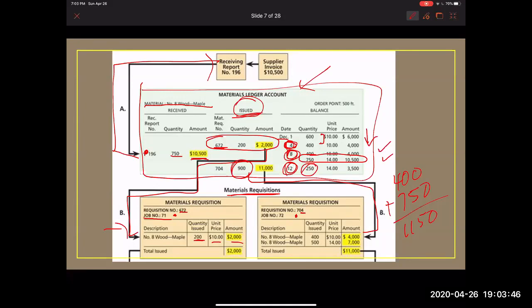I know I was a little long-winded in explaining this to you, but I really want you to get how we receive inventory and then how our inventory is depleted, okay? So in the next video, we're gonna go into more details on job order cost.